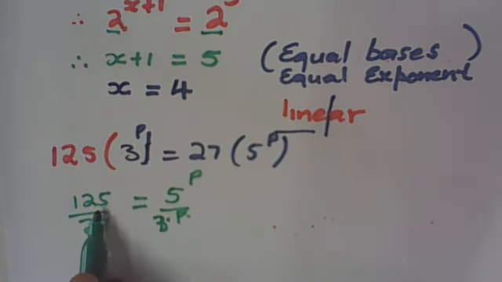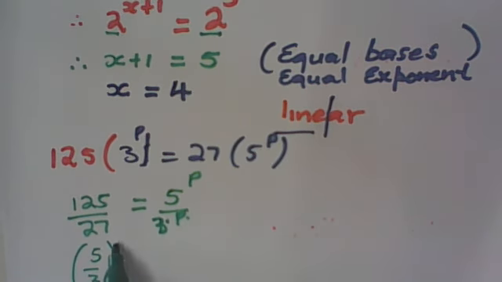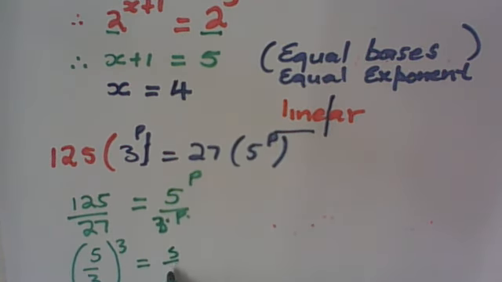The cube root of 125 will be 5. This will be 5 to the power 3, and this will also be 3 to the power 3. And then we put it like that. This is 1 times 3, 1 times 3, so p is a common exponent. That is 5 over 3, all to the power p.